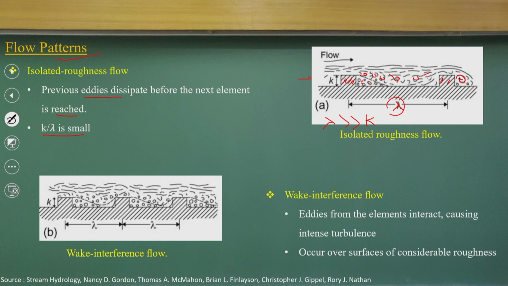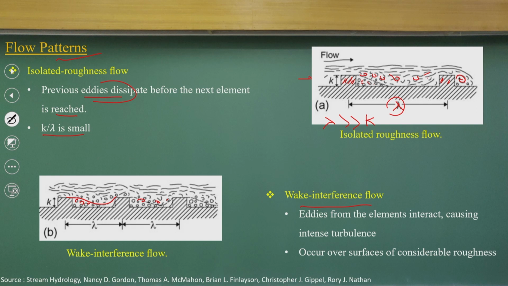Looking at the flow pattern behavior, the eddies formed by this one are dissipated by the time the flow reaches the next one. That is the basic idea. But if you have wake interference flow, then as lambda decreases, the eddies that form interact with the next one, and the next one interacts with the next. So they are not independent, isolated cases.